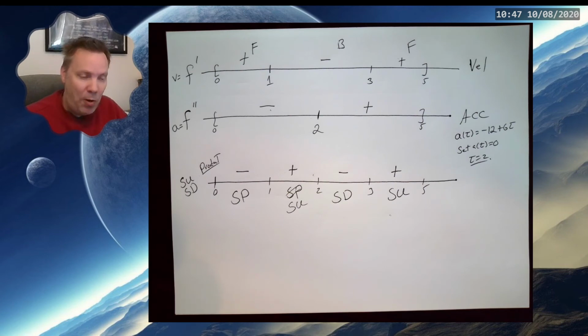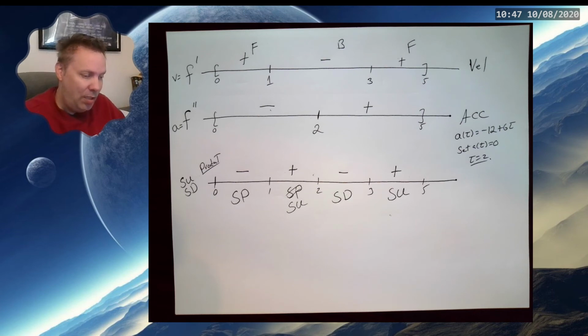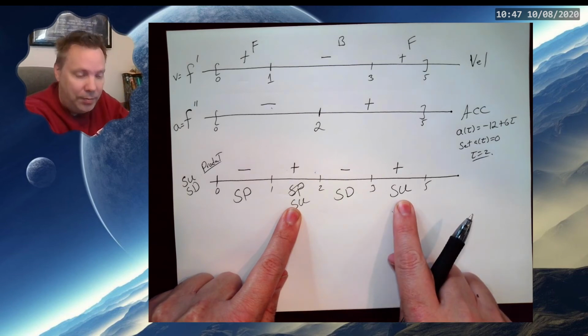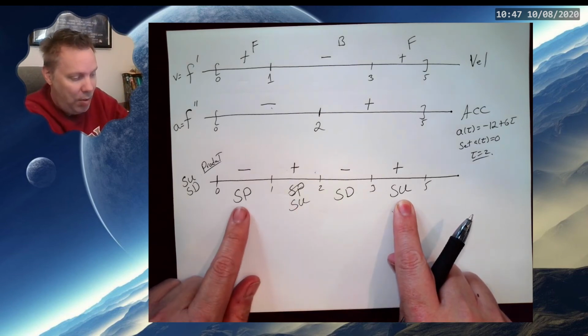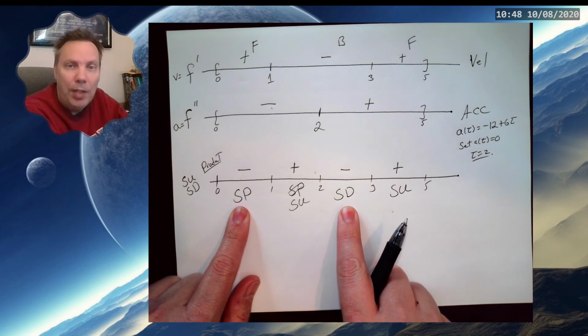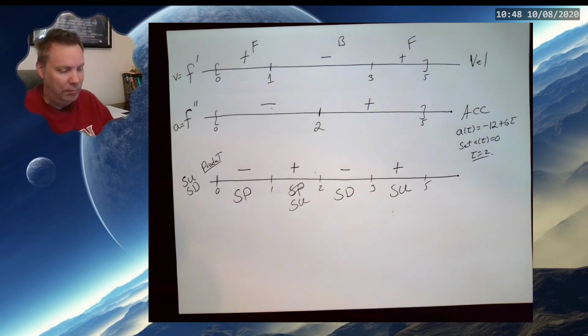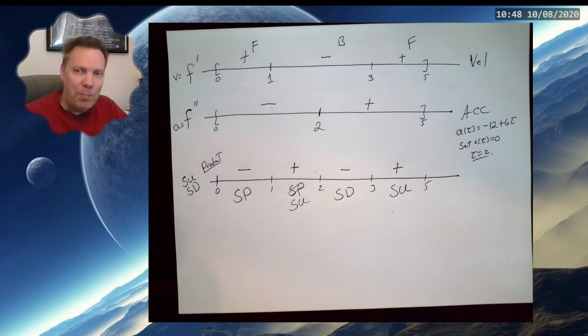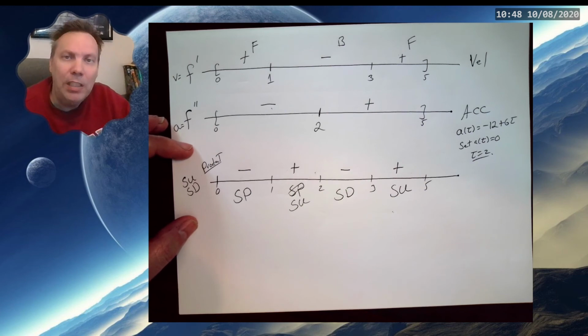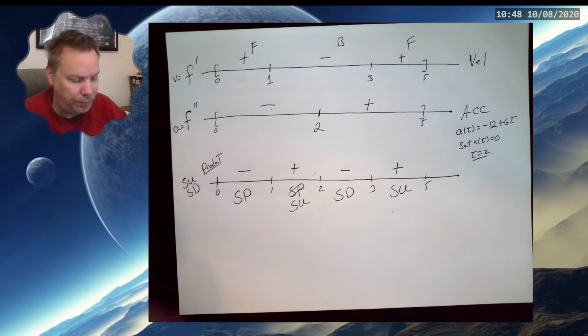So where is this particle speeding up? Well, between 1 and 2 and 3 and 5. And it slows down between 0 and 1 and 2 and 3. So that answers part I. You can summarize this in a sentence or two, but I'm going to leave it as is for right now.